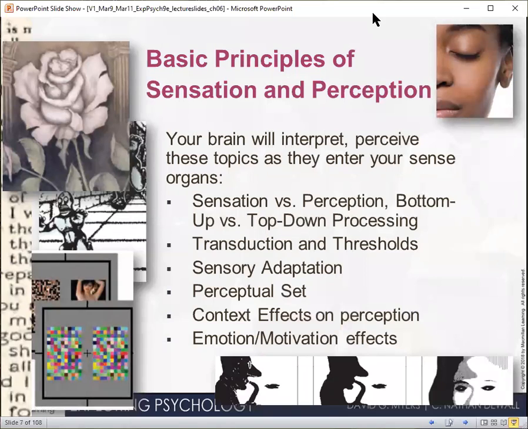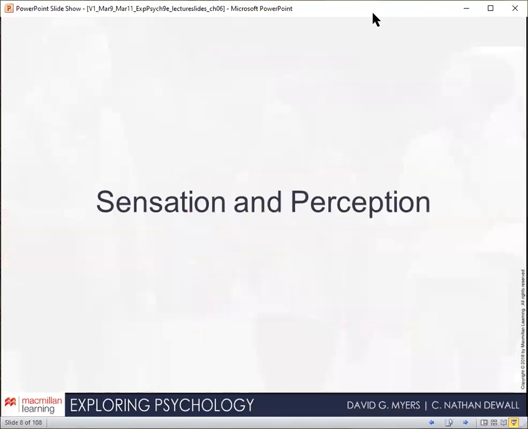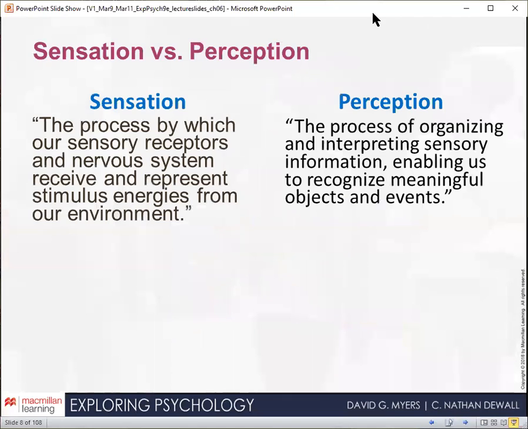So let's start off with the basic principles of sensation and perception. Your brain will interpret, perceive these topics as they enter your sense organs: sensation versus perception, bottom up versus top down processing, transduction and thresholds, sensory adaptation, perceptual sets, context effects on perception, and emotion and motivation effects on perception as well. So let's start off with a conversation about sensation and perception.